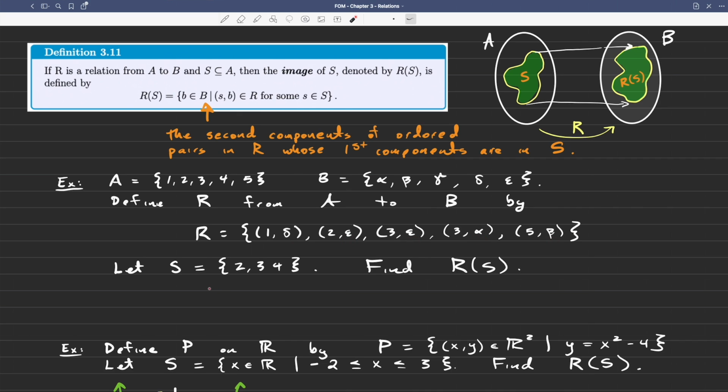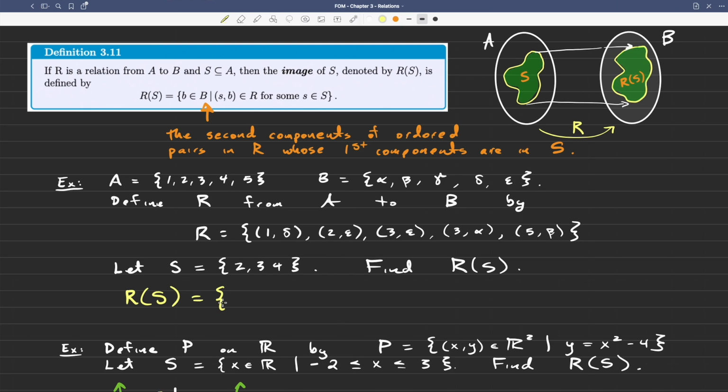Okay, so we have a relation, we have a setup. Now the additional bit is we have a subset of A. So our subset S is 2, 3, and 4 that lives inside of A there, right? I want to find R of S. Okay, so all R of S is, it's the second components of ordered pairs having the property that the first component that they're paired up with is in S. So R of S, okay, let's just go down the line.